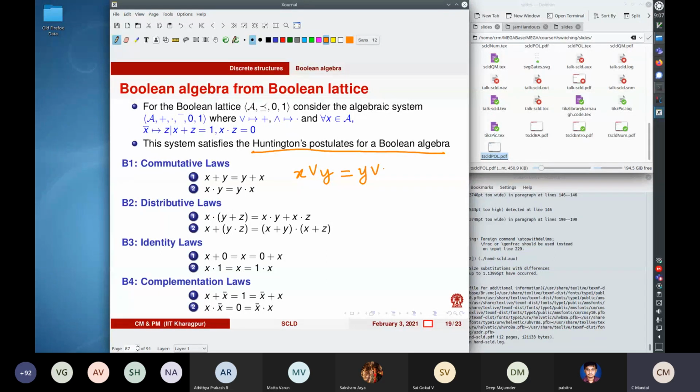So everywhere you can just consider the corresponding operation. This is just, you can say, renaming the operations. So x dot y is really the join of x and y, which you have seen is the join of y and x. So these laws of Boolean algebra as presented in Huntington's postulates are consistent with the properties of elements in a Boolean lattice.